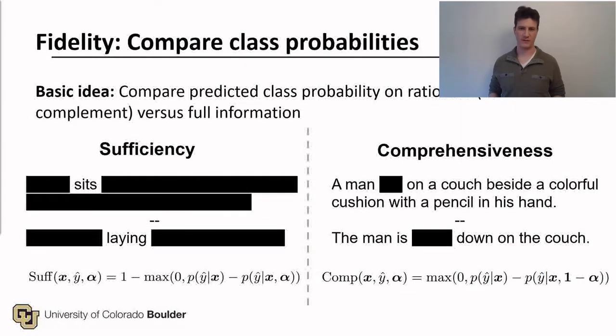In technical terms, we define sufficiency and comprehensiveness as a difference in predicted class probability between the model operating on full information versus only the rationale, or only the rationale complement in the case of comprehensiveness. There's a lot of content on this slide, but the idea is very simple. Given the rationale or its complement, we run the model on the reduced text and then subtract the resultant class probability from the original class probability for that example. In terms of notation, alpha here represents the rationale as a binary mask applied to the tokens of the example X.